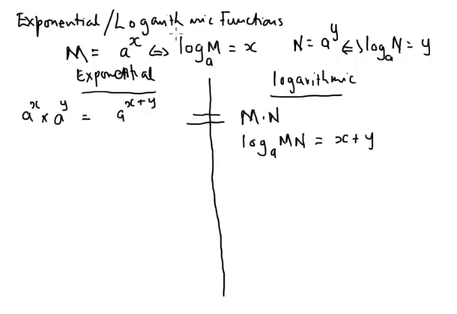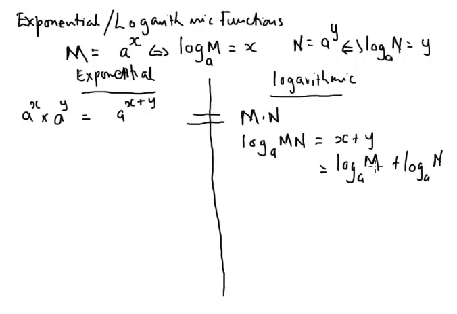I hope you can see that here. What am I doing here? I'm using exactly these two equivalences here to take it to logarithmic language. There's exponential language there, and I'm taking it to that. But then from there, I can now say x is logarithm base a of M, y is logarithm base a of N.